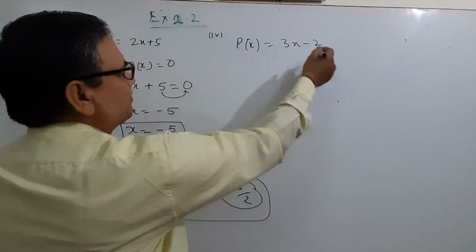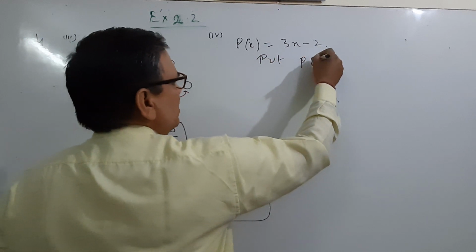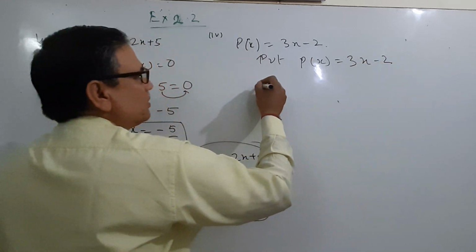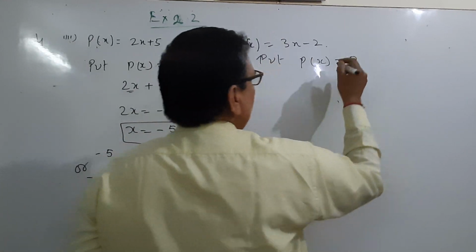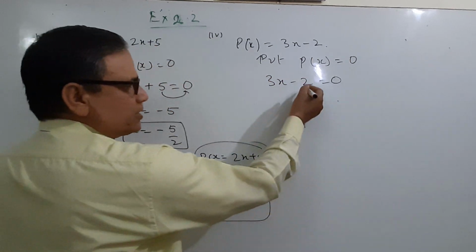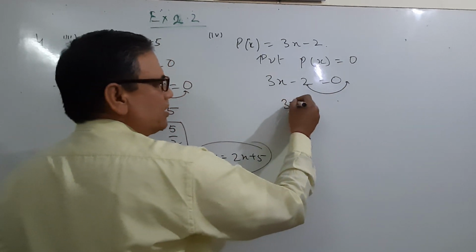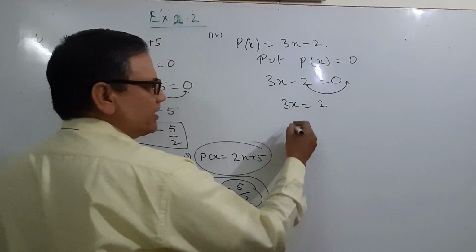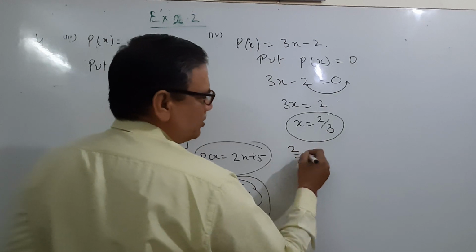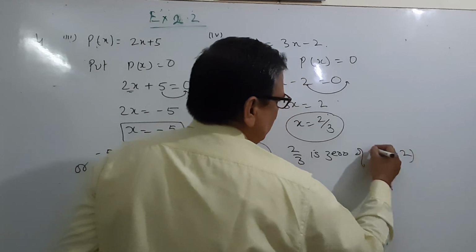Now the same, what do we do? Again put p(x) equal to 0. You can do it directly, but you have to know: 3x minus 2 equal to 0. What is p(x)? 3x minus 2 equal to 0, and this minus 2 goes to the right hand side, the sign will change, so 3x equal to 2. Then what is x? x equal to 2 upon 3. It means 2 upon 3 is the zero of 3x minus 2, or you can write p(x).